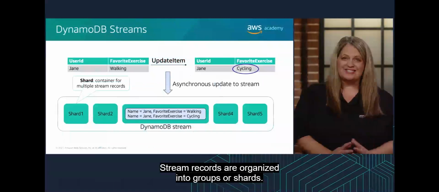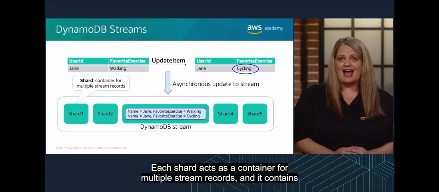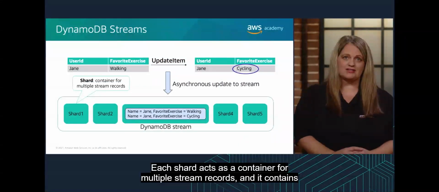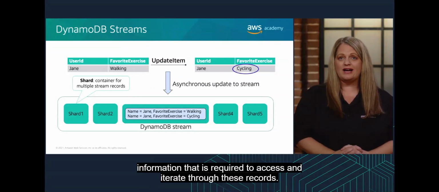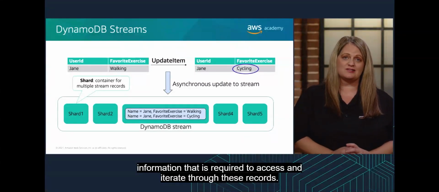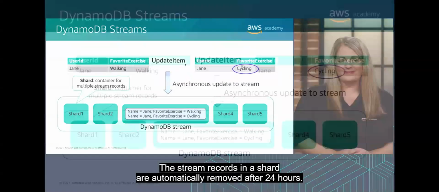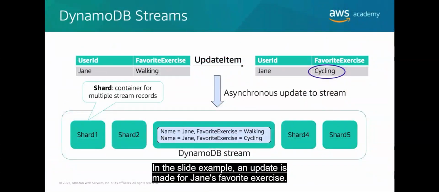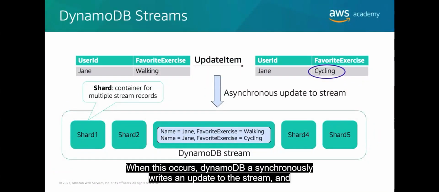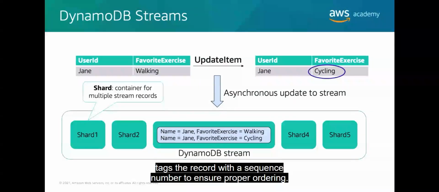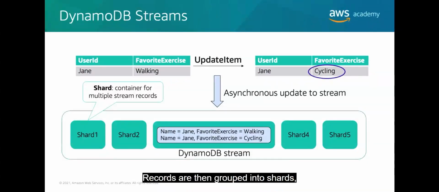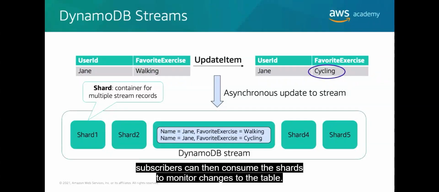Stream records are organized into groups or shards. Each shard acts as a container for multiple stream records, and it contains information that is required to access and iterate through these records. The stream records in a shard are automatically removed after 24 hours. In the slide example, an update is made for Jane's favorite exercise. When this occurs, DynamoDB asynchronously writes an update to the stream and tags the record with a sequence number to ensure proper ordering. Records are then grouped into shards. Subscribers can then consume the shards to monitor changes to the table.